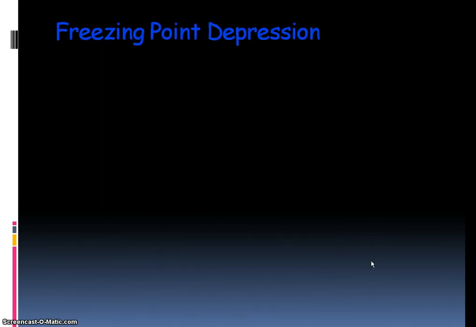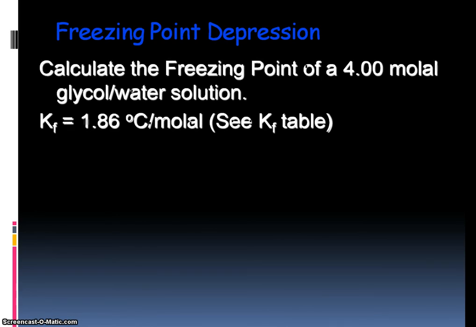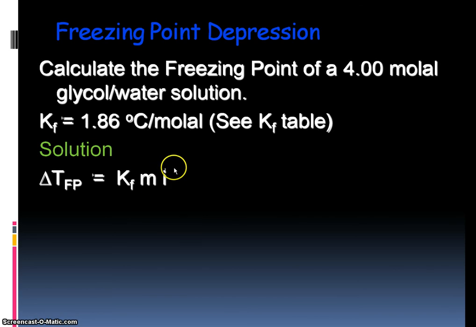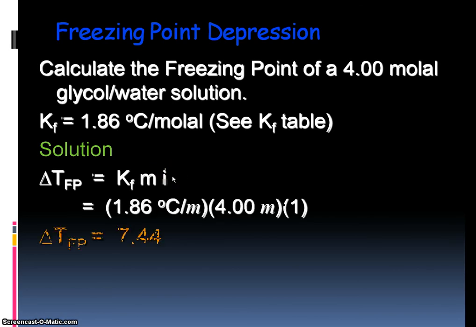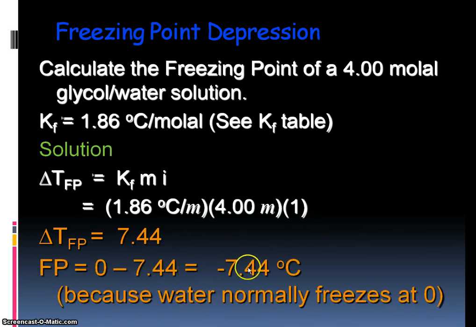This is freezing point depression. Now we're going to go the other way. We're going to subtract it from the freezing point and get a lower freezing point. Same kind of thing. We just look up Kf instead of Kb. We have the molality of the solution. We plug in, the i for glycol is 1, and we get a change in freezing point of 7.44. Where water freezes at 0, so we're going to go 0 minus 7.44, and we get a negative 7.44 degrees Celsius is the new freezing point.